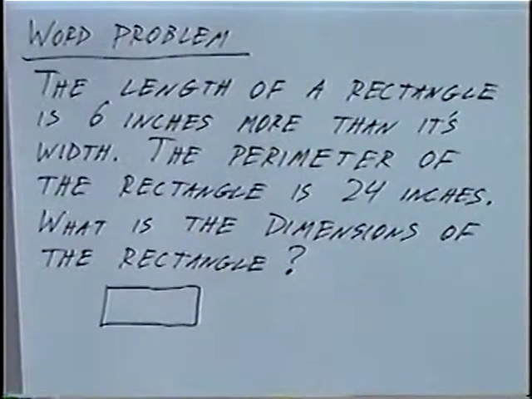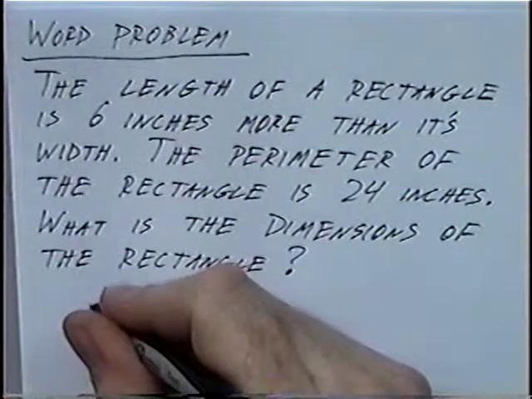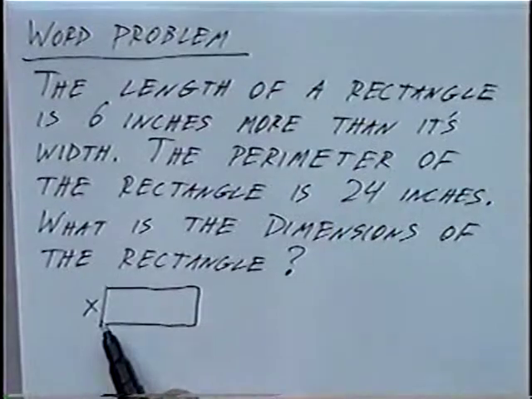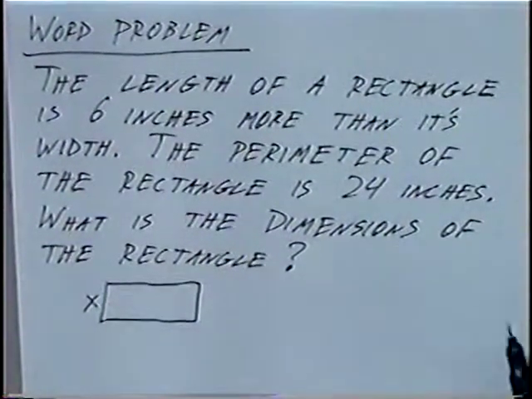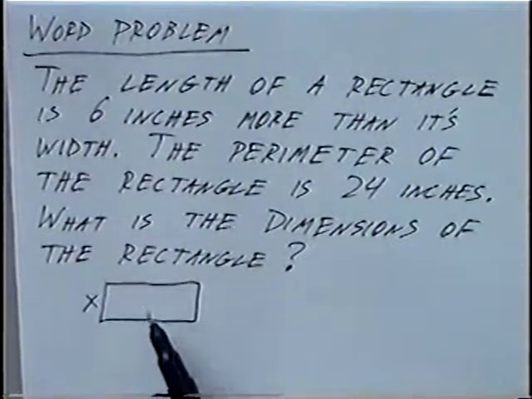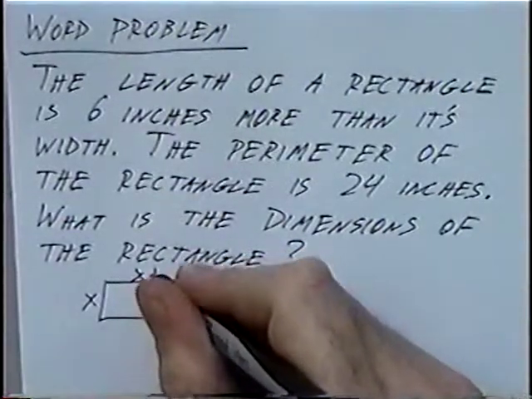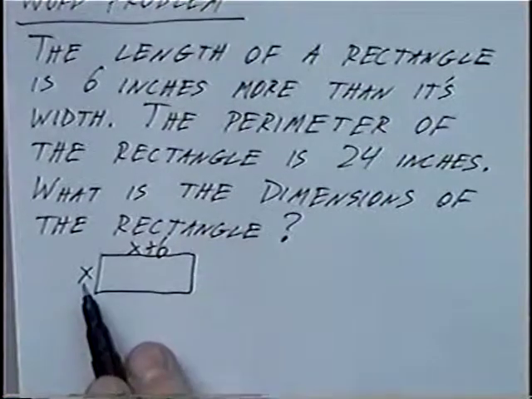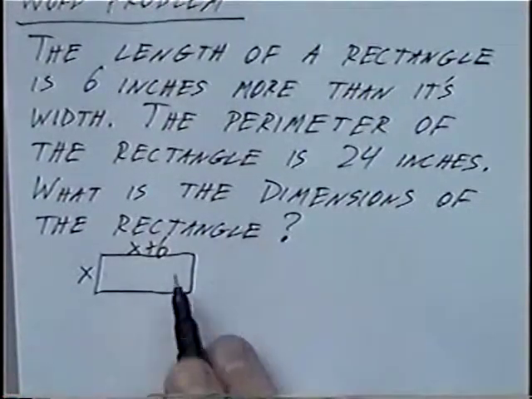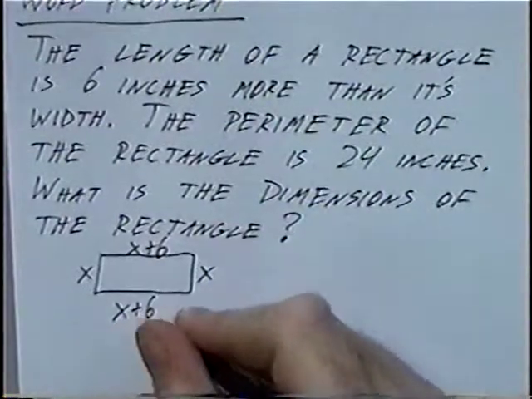The first part of the sentence says the length of a rectangle is 6 inches more than its width. What we can do is put x on one side of the rectangle, since we do not know the width of the rectangle, but the length of the rectangle is 6 inches more than the width, or 6 inches more than x. In terms of x, that would be x plus 6. If x is on the left side of the rectangle, the right side, which is an equal side, is also x. And if the top length is x plus 6, then the bottom length is also x plus 6.